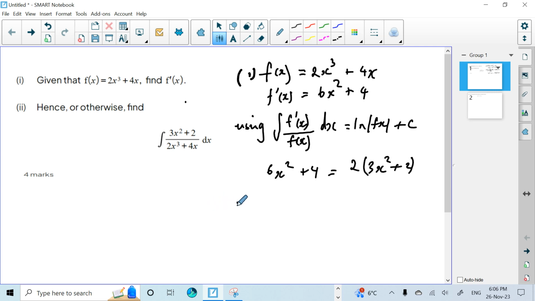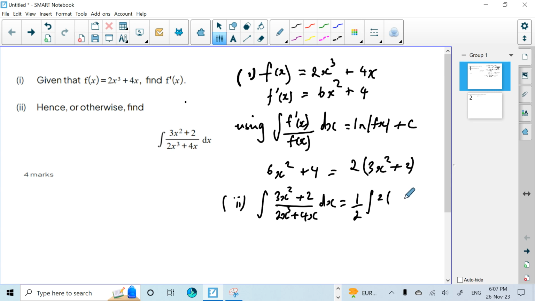Part 2, we've got the integral then of 3x squared plus 2 over 2x cubed plus 4x dx, which will be equal to, now we've got a half, we've got to compensate, that's the word that some people use, compensate, so we take it out, so it's 1 over 2, now what did we get? 2 brackets 3x squared plus 2.